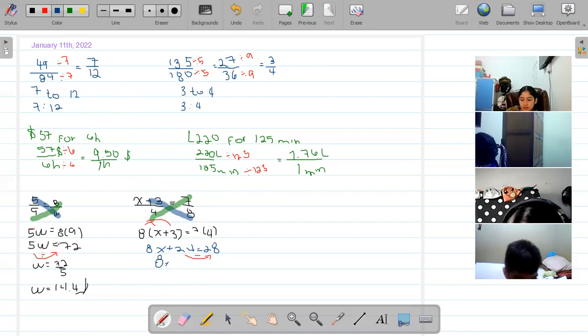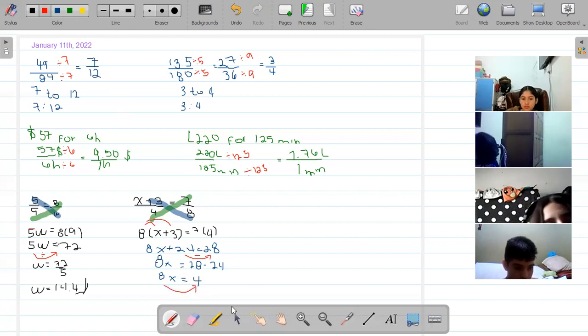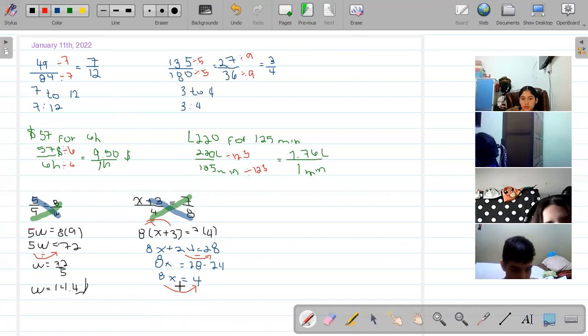Okay, that's a really awful 8, but 8x is equal to 28 minus 24. How much is 28 minus 24? Positive 4. Now I leave the x alone, so this 8 goes to the other side, dividing. And I get that x is equal to 4 over 8.